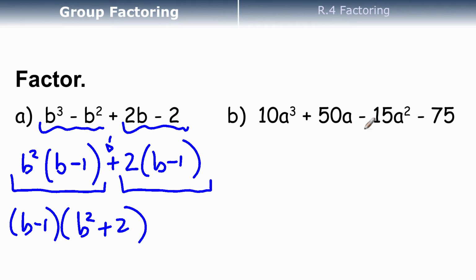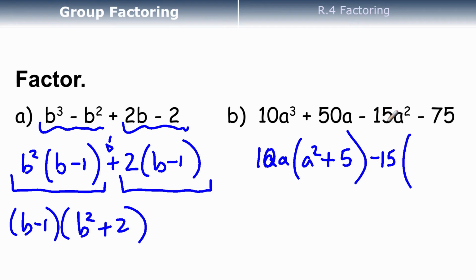Press pause, try this one. Okay, hopefully you pressed play, so I can take a 10a out of the first one, leaving me with a squared plus 5. And I can take a minus 15 out of the next one, leaving me with, if I divide this by minus 15, a positive a squared. Minus 75 divided by minus 15 is a positive 5.